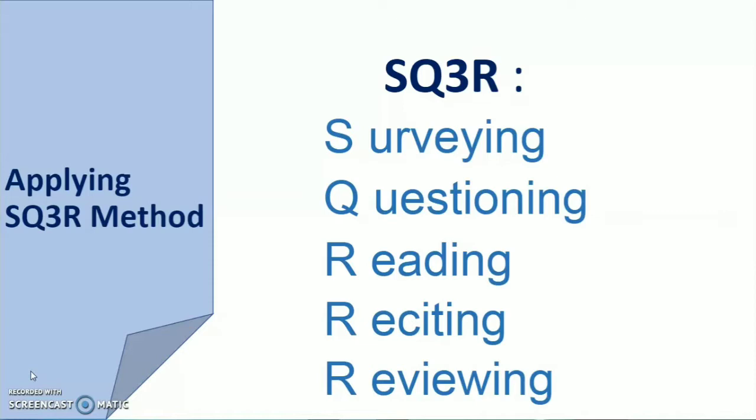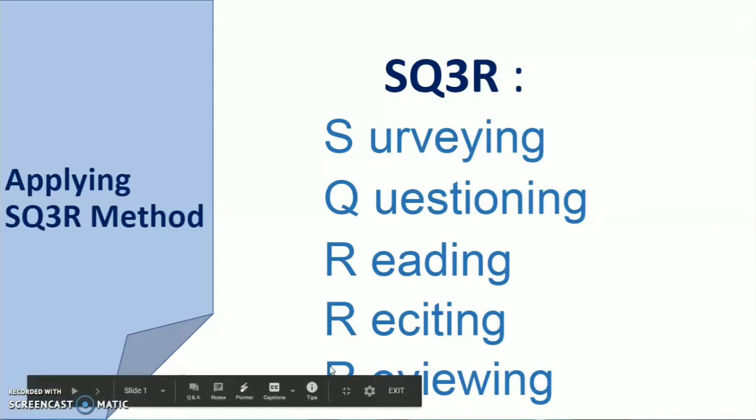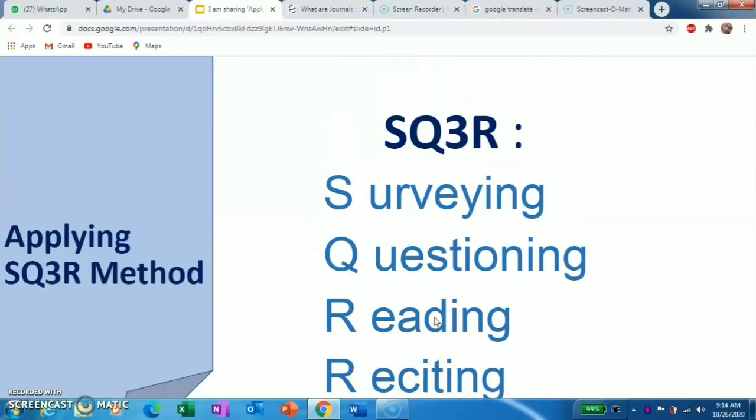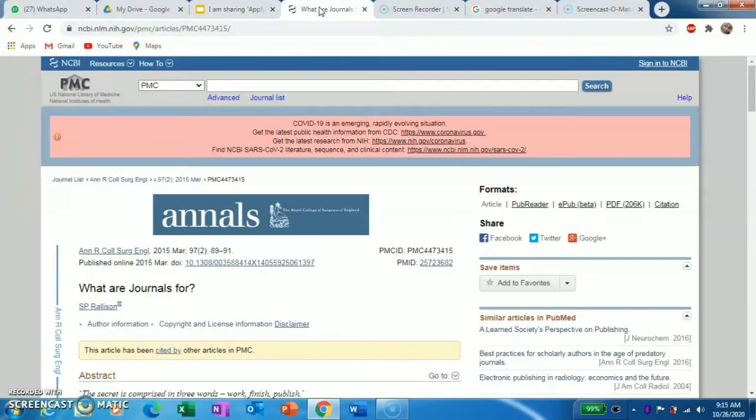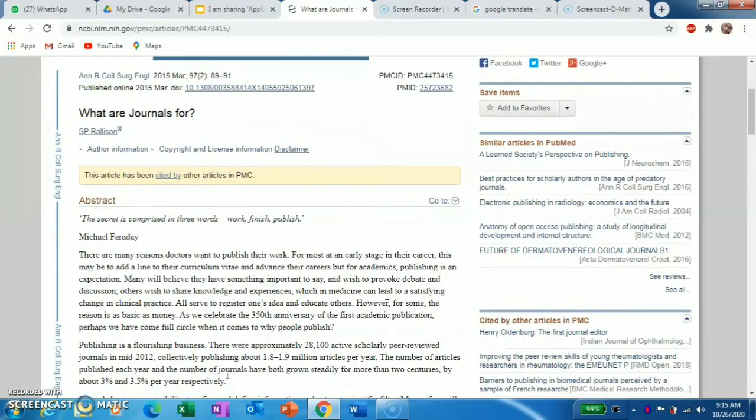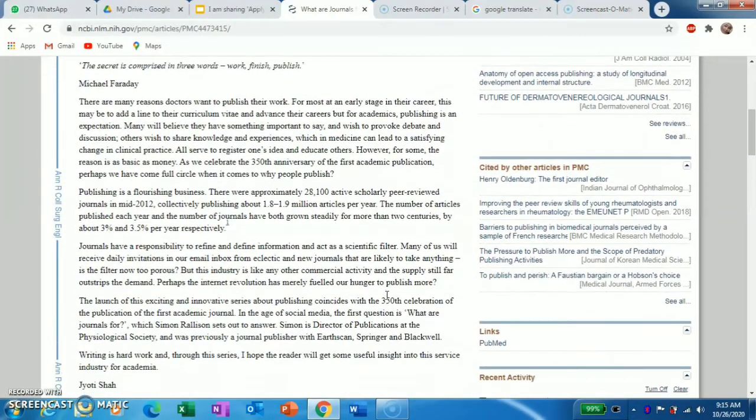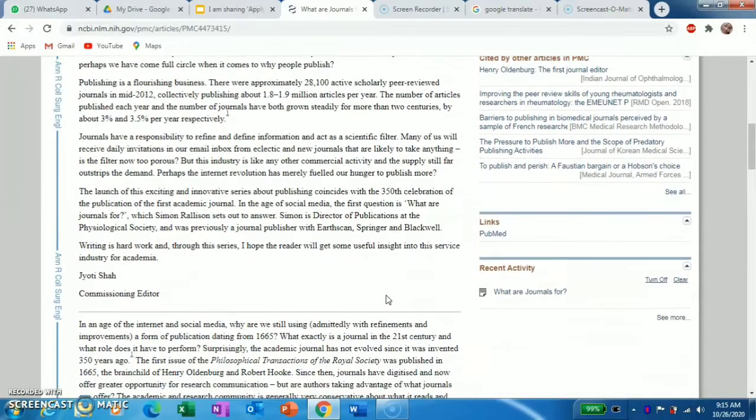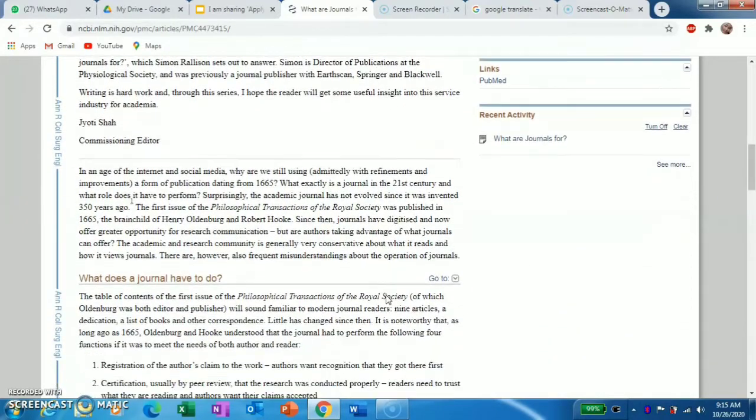I will focus on the first steps in the method: surveying the article, formulating questions, and reading to find key information. Now, I will visit the article first. Yeah, this is the article, guys. My first step is to survey. I will skim the article quickly to get the main idea.